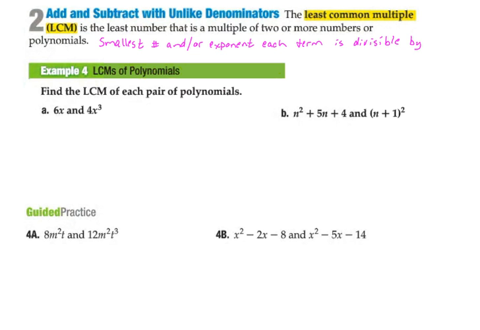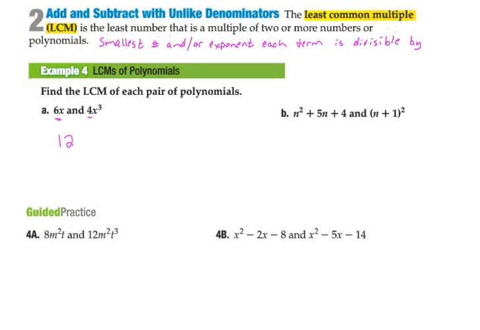Okay, if you remember in the intro, we called that the smallest number and/or exponent each term is divisible by. So let's go ahead and find the least common multiple of each pair of polynomials. Looking at 6 and 4, again, what is the smallest number that they're both divisible by? 12. 12 divided by 6 is a positive 2. 12 divided by 4 is a positive 3. So we know the smallest number they're divisible by is 12.